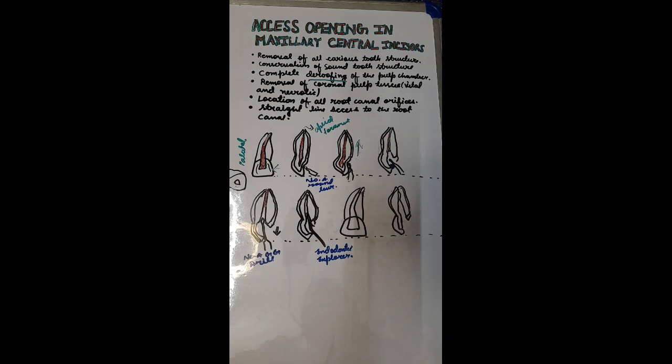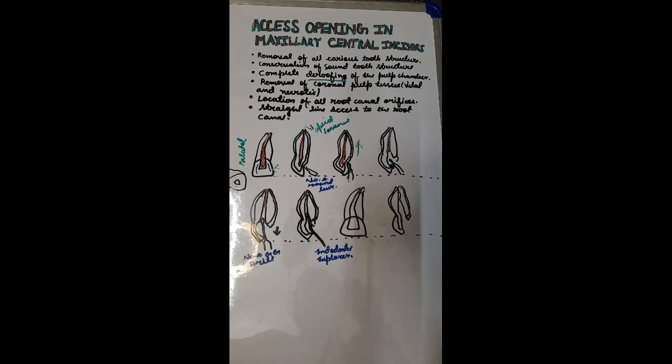Now we will do the complete deroofing of the pulp chamber in order to gain access to the floor of the pulp chamber. Now the removal of coronal pulp tissue, that is vital and necrotic, and after the removal of coronal pulp tissue we will gain access to the root canal orifices, and we will gain direct straight line access to the root canal from the root canal orifice up to the apical foramen, and we will approach from the palatal portion of the maxillary central incisor.